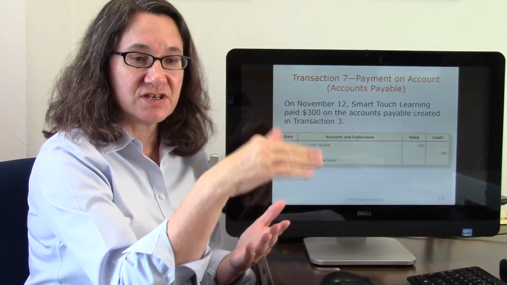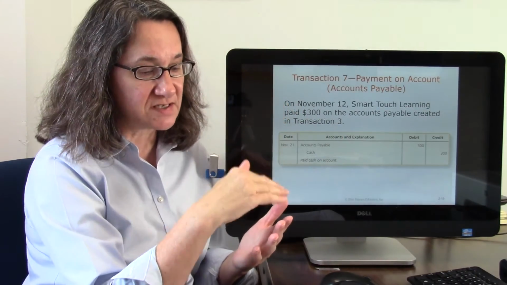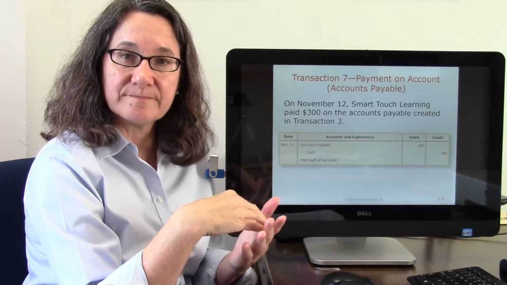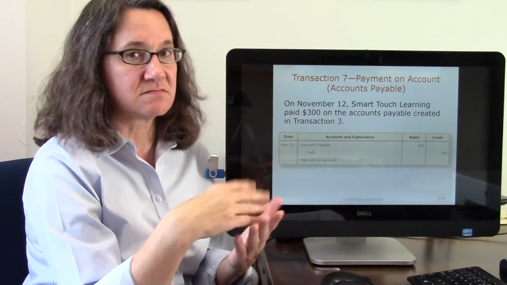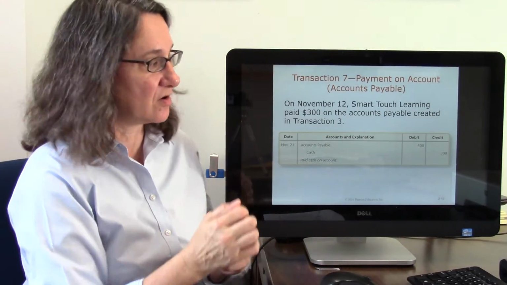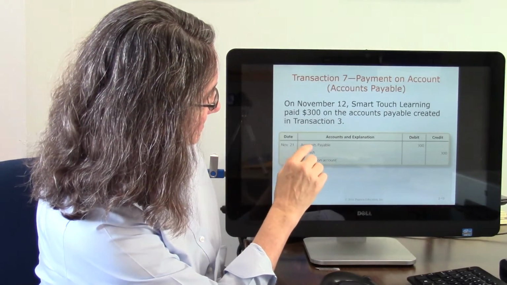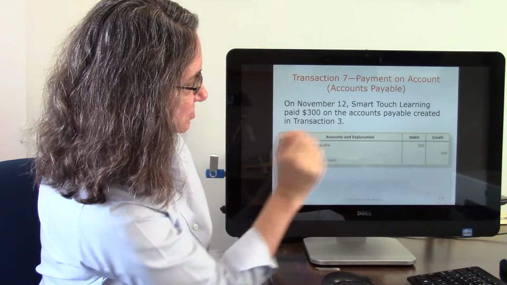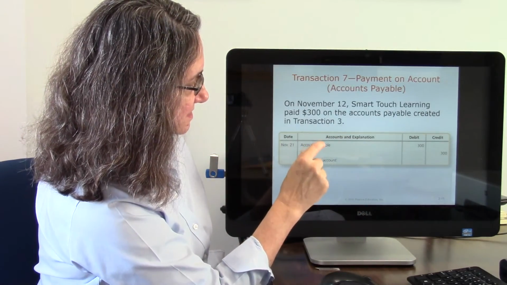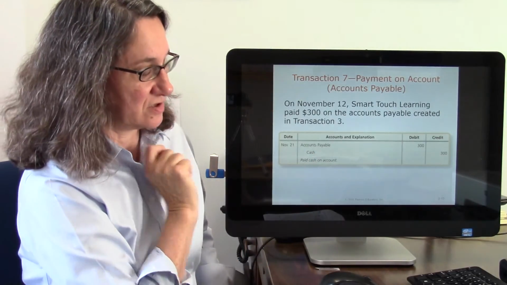So cash decreases with a credit. Liabilities decrease with debits, right? So that's great. There's our debit and our credit. So our debit is the accounts payable, and our credit is cash. So here's a liability that decreased, and here's an asset that decreased.